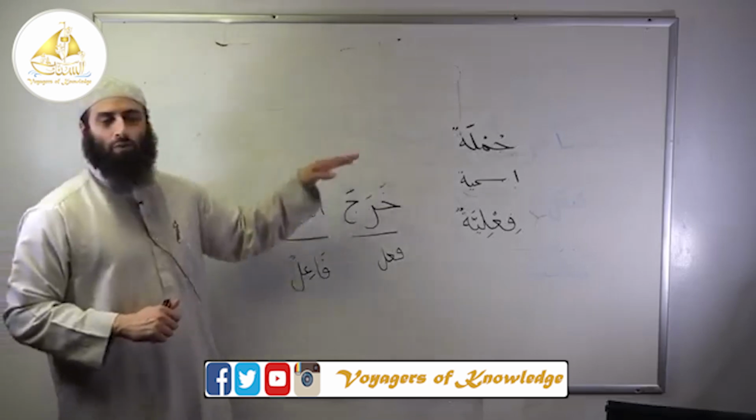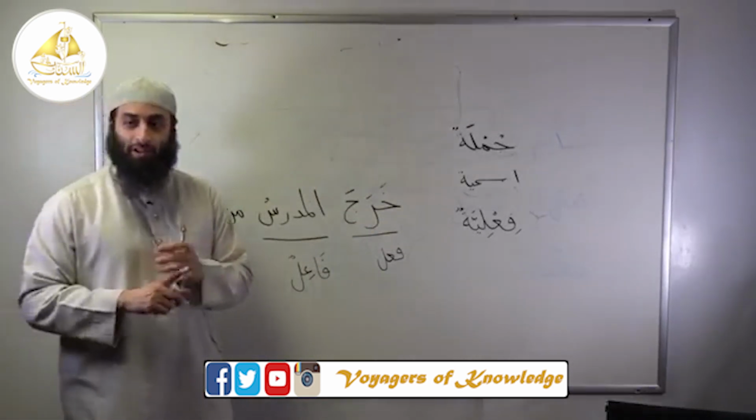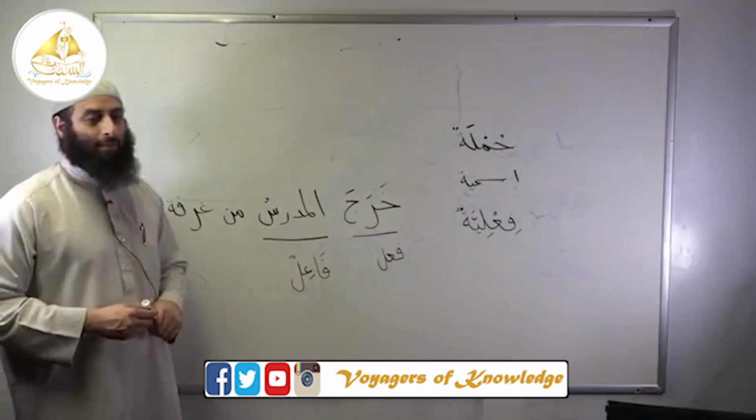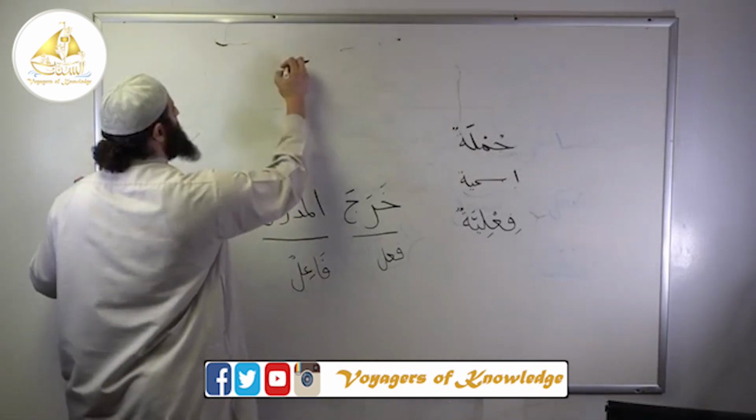Not like previously when we needed mubtada and khabar. Jumla ismiya needs a mubtada and the khabar in there. Jumla fi'liya needs fi'l and fa'il. Want me to make a little tree? I'll make a little tree. Jumla ismiya.